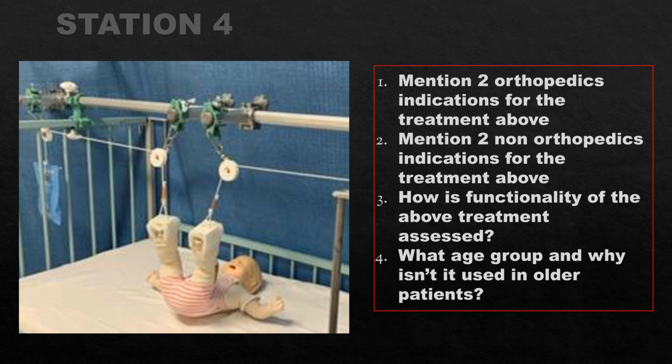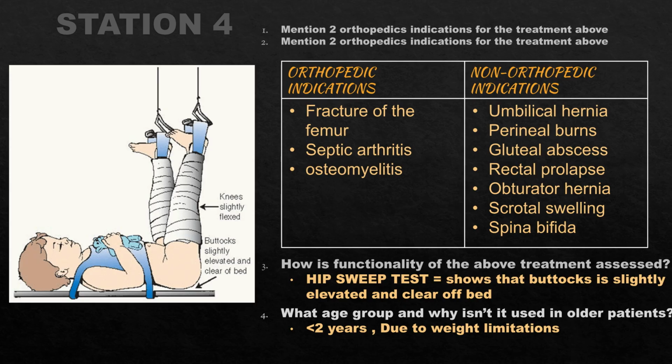Mention 2 orthopedic indications for the treatment above. Mention 2 non-orthopedic indications for the treatment above. How is functionality of the above treatment assessed? What age group and why isn't it used in older patients? The treatment being demonstrated is gallows traction.